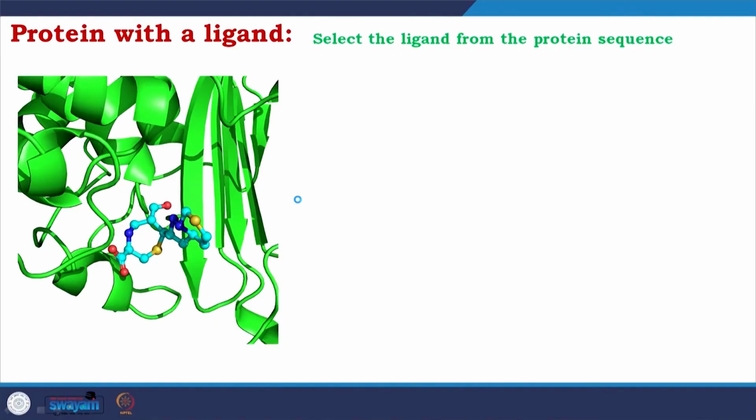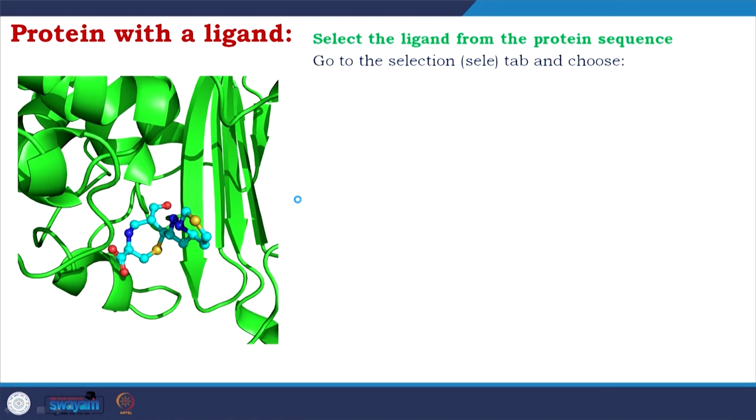Coming back again, so we talk about protein, the enzyme beta lactamase which is there. We are talking about the interaction of protein or enzyme with its ligand, with its substrates, which is important to study. So, for doing the study you have to select the ligand from the protein sequence.